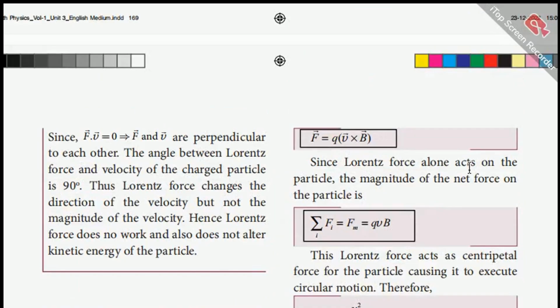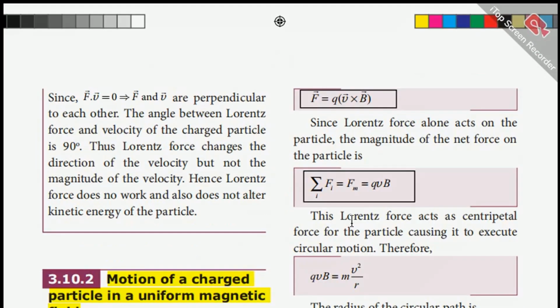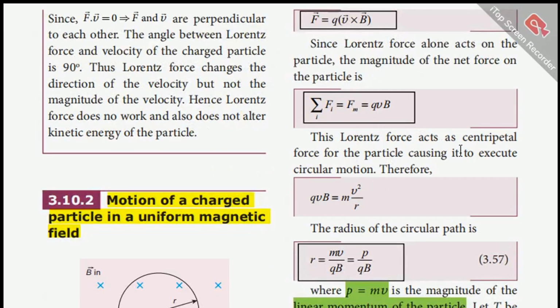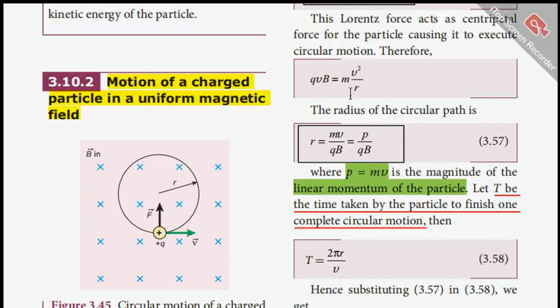Since the Lorentz force alone acts on the particle, the magnitude of the net force on the particle is given by the expression summation of Fi equals Fm, and thus given by qvB. This Lorentz force acts as the centripetal force for the particle, causing it to execute circular motion. Therefore, qvB equals mv squared by r.